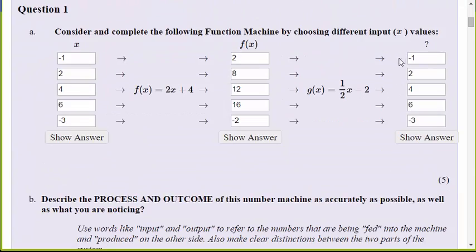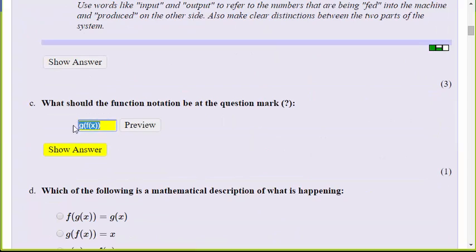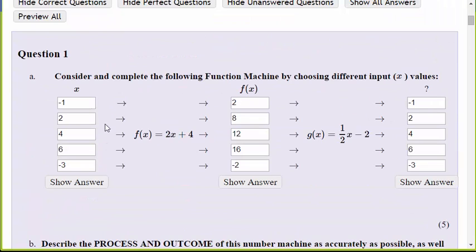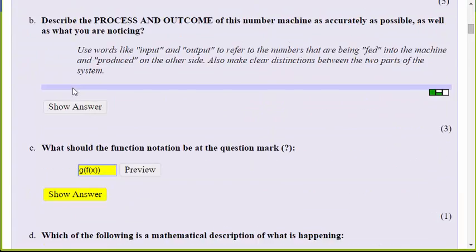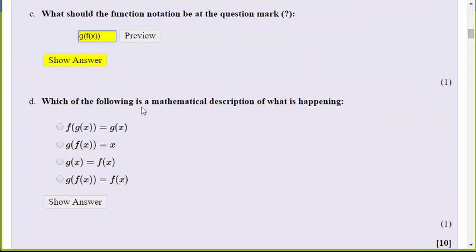Now, what do we notice about this expression? This expression is equal to the x. And that's what it says. Which of the following is a mathematical description of what happens? Is it true that if we put g of x into f, that we get g of x again? Is it true that if we put x in g, we get x? Yes, this one is true.